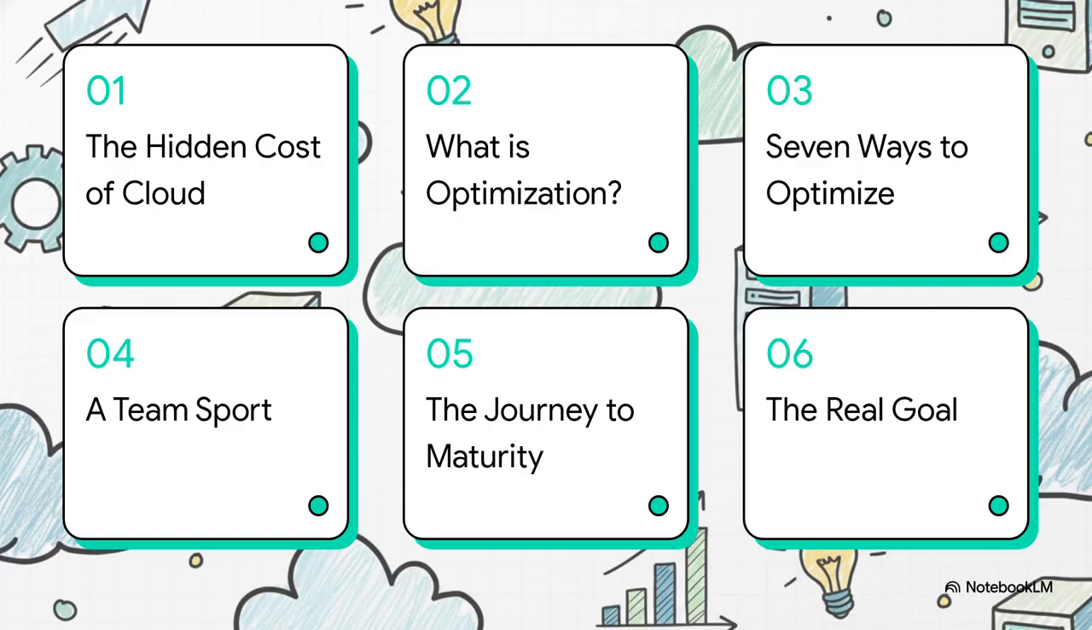So here's our game plan for this explainer. First, we're going to pull back the curtain on those hidden costs that might be lurking in your cloud bill. Then, we'll get clear on what optimization really means. We'll look at 7 practical ways to do it and see why it's got to be a team effort. And finally, we'll talk about the real goal, which you'll see is about so much more than just saving a few bucks. Let's jump in.